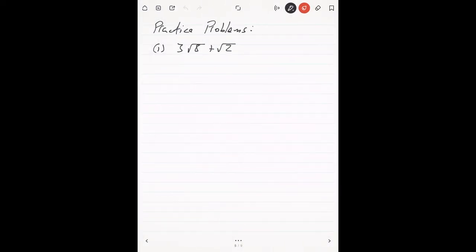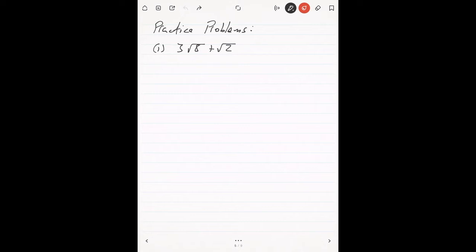But let's get into some more complicated problems. Let's take a look at 3 times the square root of 8 plus the square root of 2. Now, initially, we look at this and we say, we can't add this together. Yeah, they're both square roots, so they have the same index. But these are different radicands, right? I got 8 on one, 2 on the other. So we would initially think, well, we can't simplify this. Can't be done.